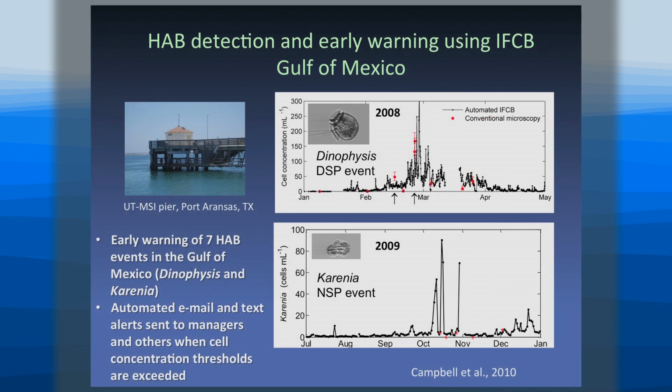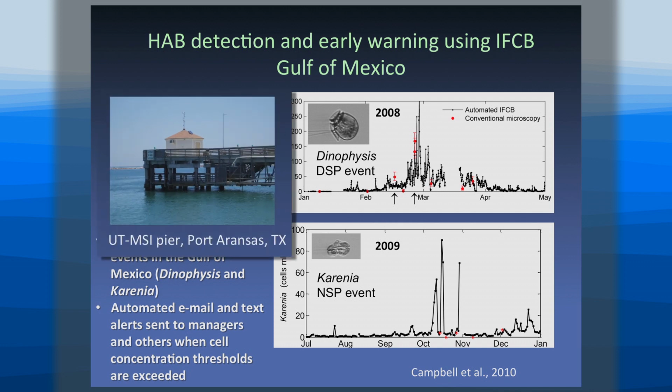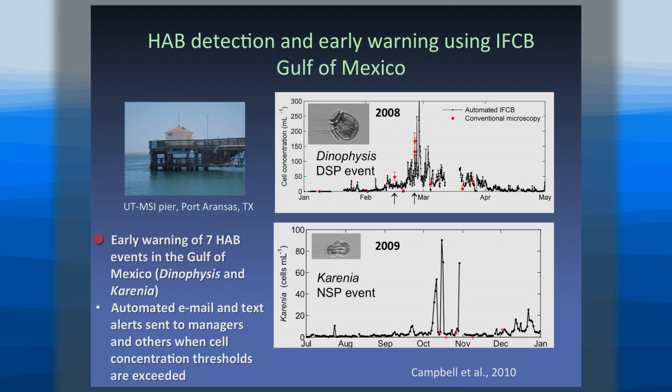One of the ways these IFCBs are being used, this one's in the Gulf Coast near Texas, but it could easily be used in Florida as well, is for early warning. They have put 3 IFCBs out along the coast on piers that draw water up from below, and you can see they've had early warning of 7 HAB events. The instrument sits there just taking samples, 3 samples an hour, 24/7, and you can see that it picks up this organism, which causes a syndrome called DSP. At this point, they alerted the managers, who went out and tested, and they found things were toxic, and they've done that multiple times.